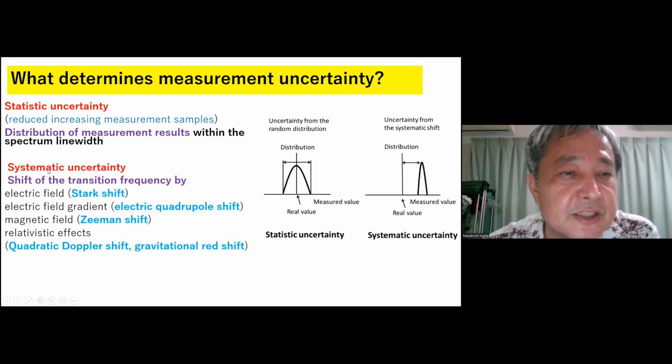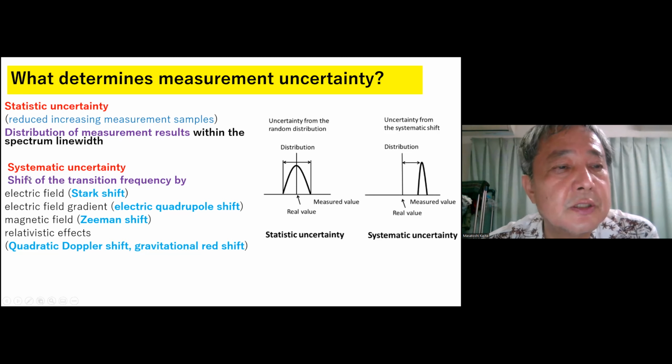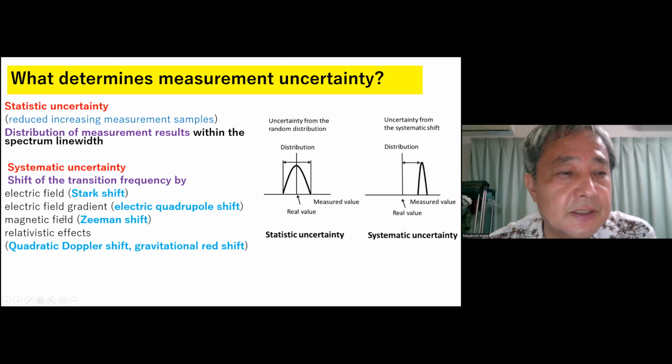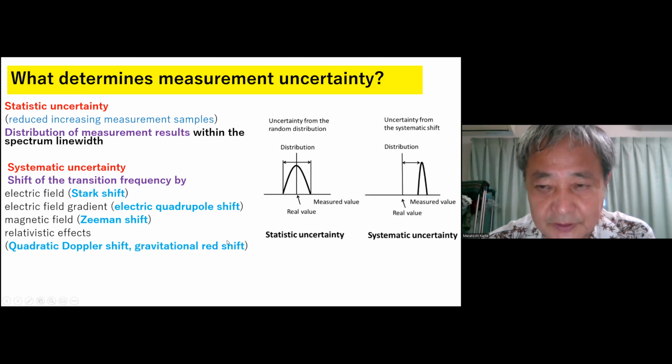More important is systematic uncertainty, because the transition frequency is shifted by the electric field, which we call Stark shift, and the electric field gradient, which we call electric quadrupole shift, and the magnetic field, which we call Zeeman shift. And there is some shift caused by relativistic effects, the quadratic Doppler shift or gravitational redshift.